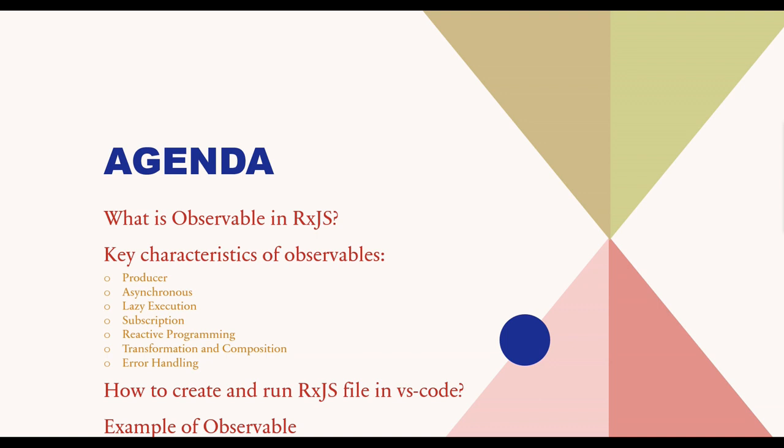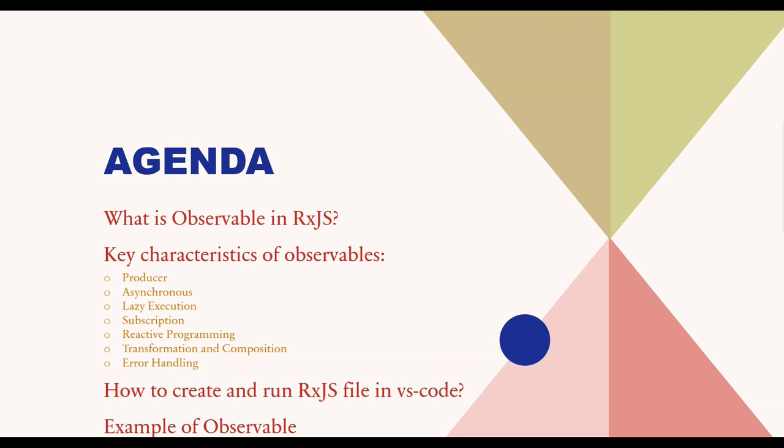Reactive programming. Observable enables reactive programming where you can define how to react to and process the emitted values and events in a declarative or composable manner. Transformations and composition. Observables can be transformed, combined, and composed using various operators. The operators allow you to manipulate, filter, merge, aggregate, and perform other operations on observables, providing a powerful tool for data manipulation and processing.